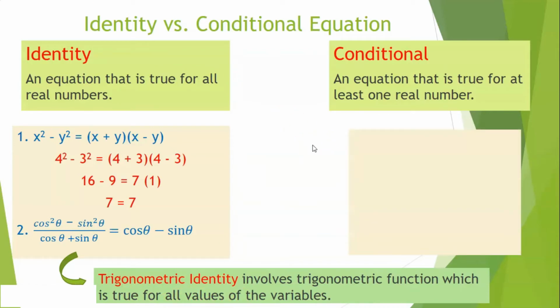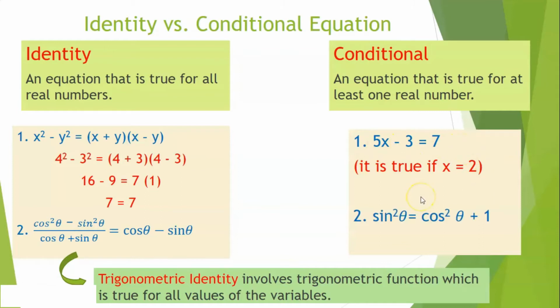Now, for conditional equation, 5x minus 3 is an example of a conditional equation. Why? Because this equation is true only if the value for x is 2, because that would become 10 minus 3, which is 7. Another example, sine squared theta is equal to cosine squared theta plus 1. This is an example of a conditional equation, because there are only certain values of theta that will make this equation true.